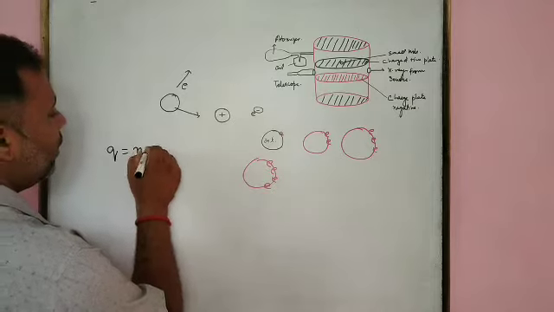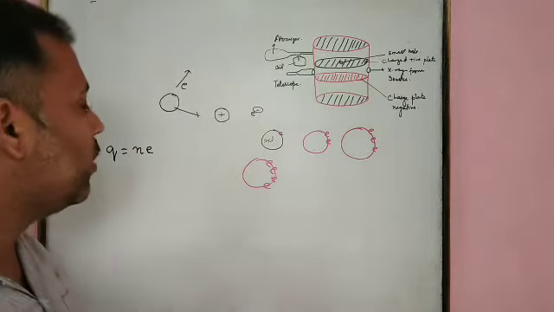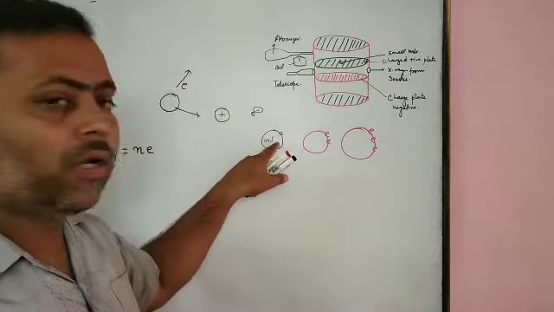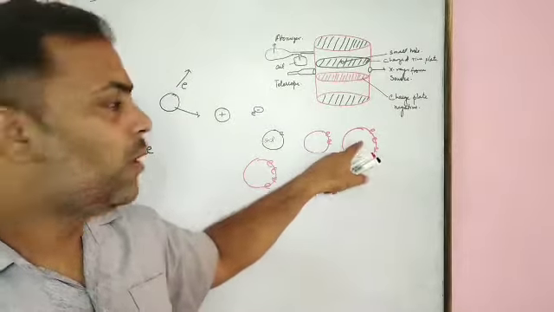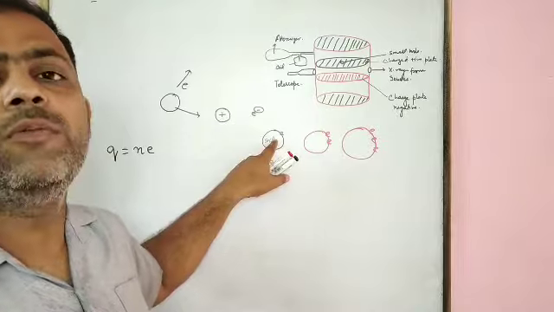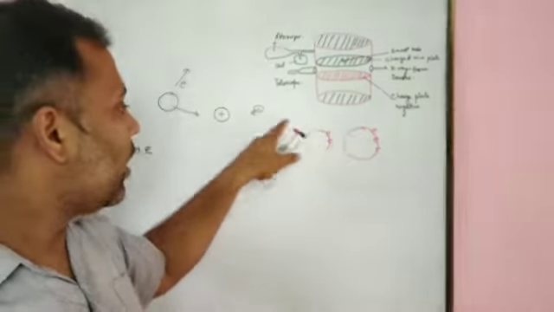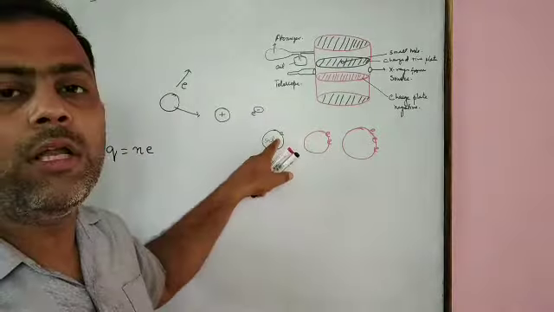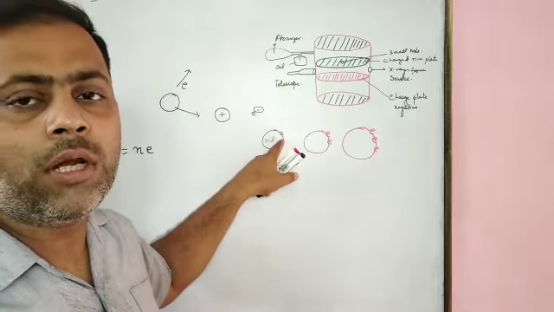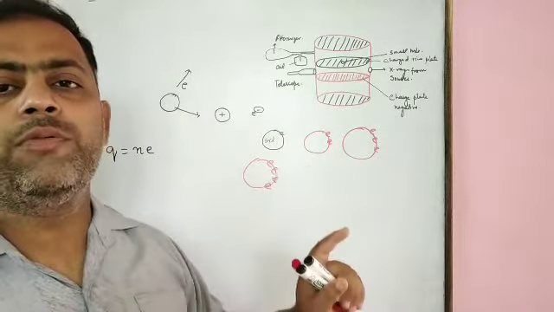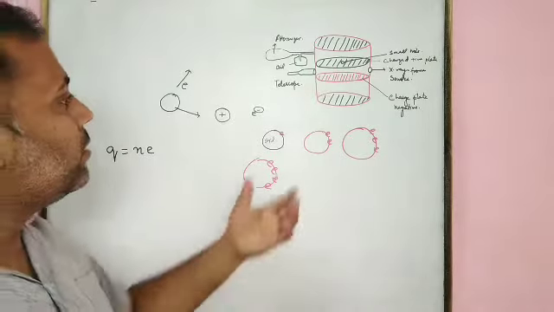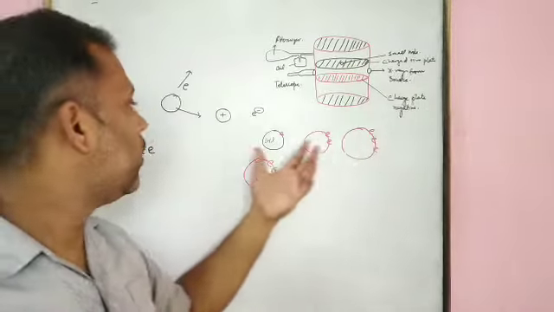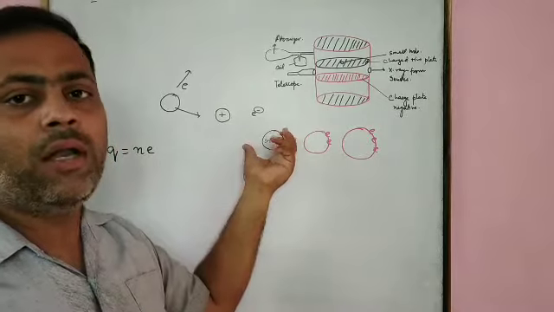Q equals n times e. It means whether the oil droplet contains 1 electron, 2 electrons, or 3 electrons, you know now. It means it does not contain 1.5 electrons. If electrons are attached here, it may be 1, it may be 2, it may be 3, it may be 4, but not 2.5 or 1.5. Clear? Then, by means of this charged plate, we are able to calculate the charge on this oil droplet.